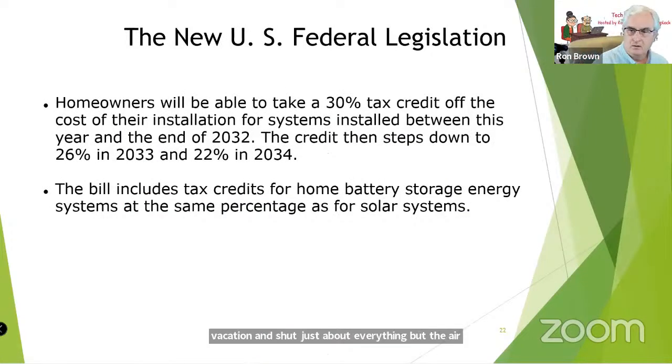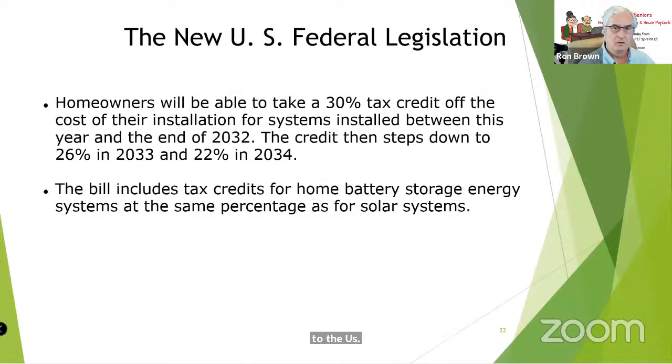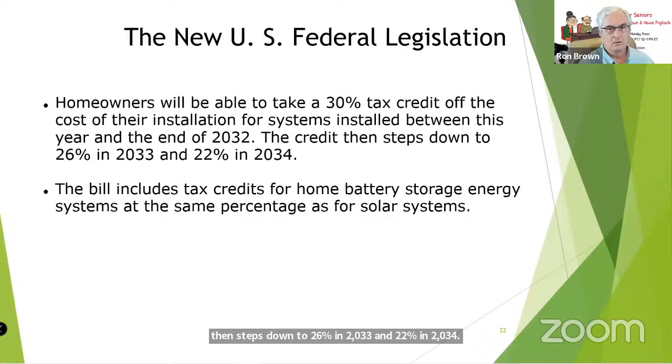I did want to include a quick note on the latest changes to the U.S. federal income tax credit for solar PV. Homeowners will now be able to take a 30% tax credit off the cost of their installation for systems installed between this year and the end of 2032. The credit then steps down to 26% in 2033 and 22% in 2034. The bill includes tax credits for home battery storage energy systems at the same percentage for solar systems, something I haven't yet considered.